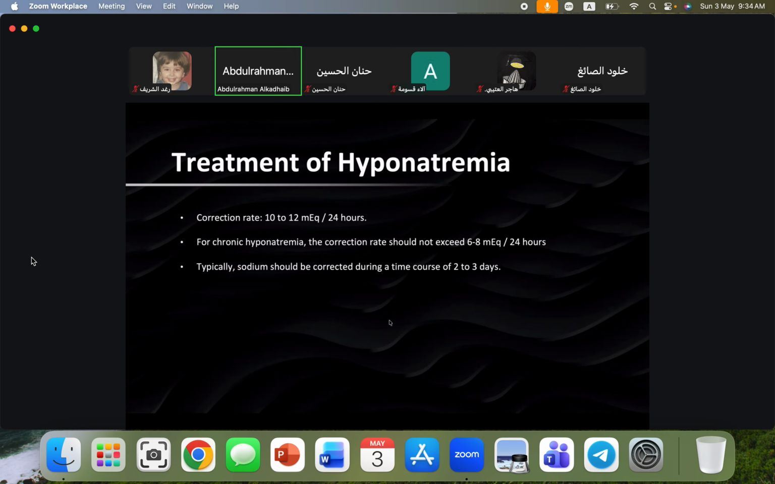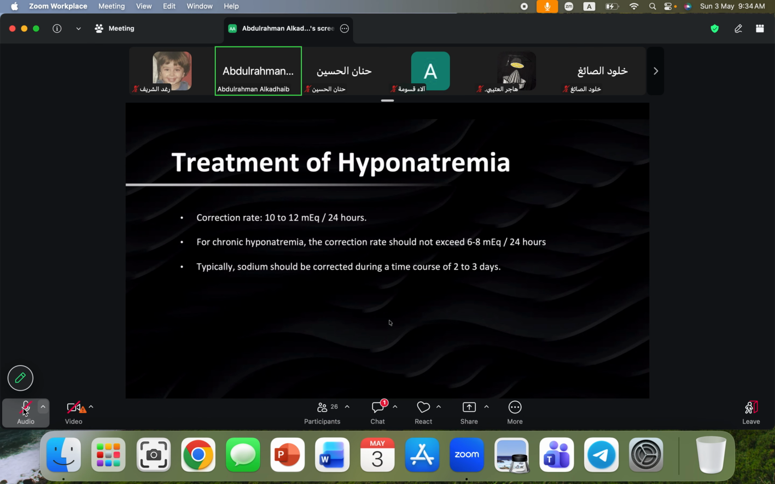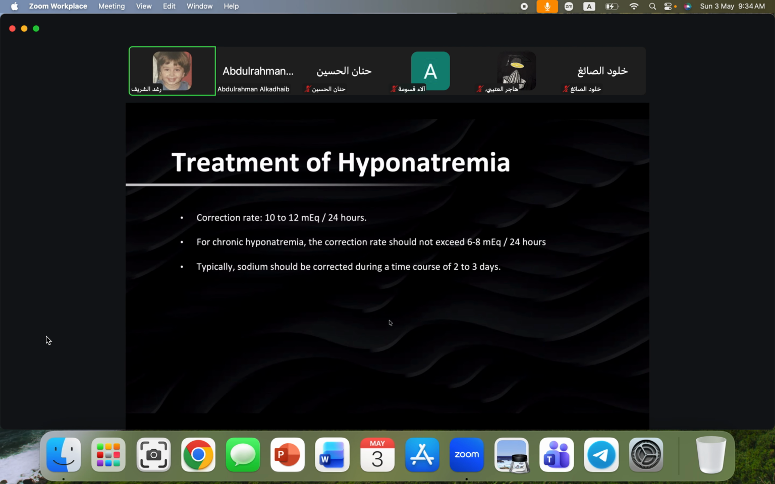And why do you think we have to correct it slowly? Do you know any condition or complication of rapid correction of sodium in hyponatremia? To avoid cardiac arrest? Something with the brain. The demyelination syndromes. Yes, there is a syndrome that may result. Central myelinolysis, yes. You're right.